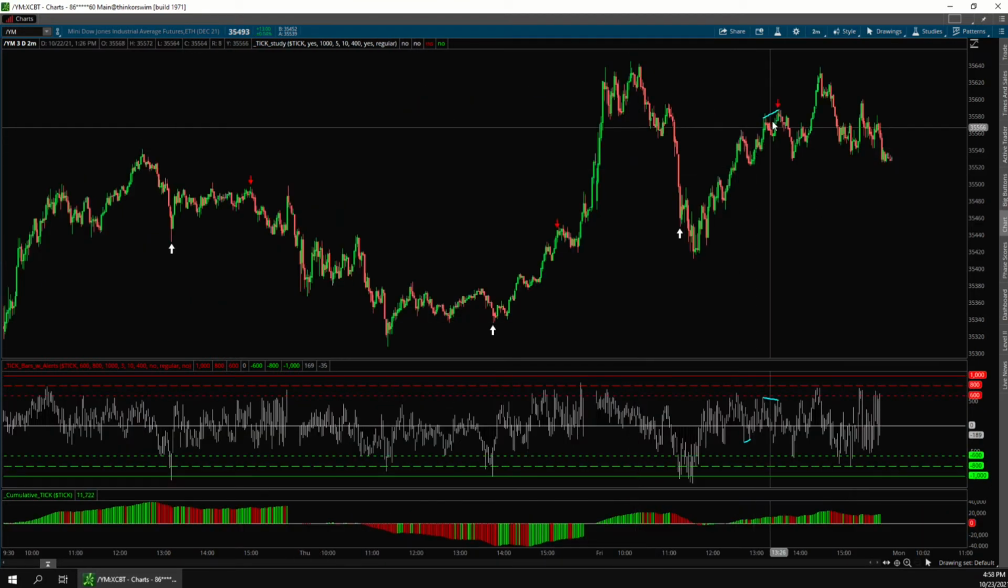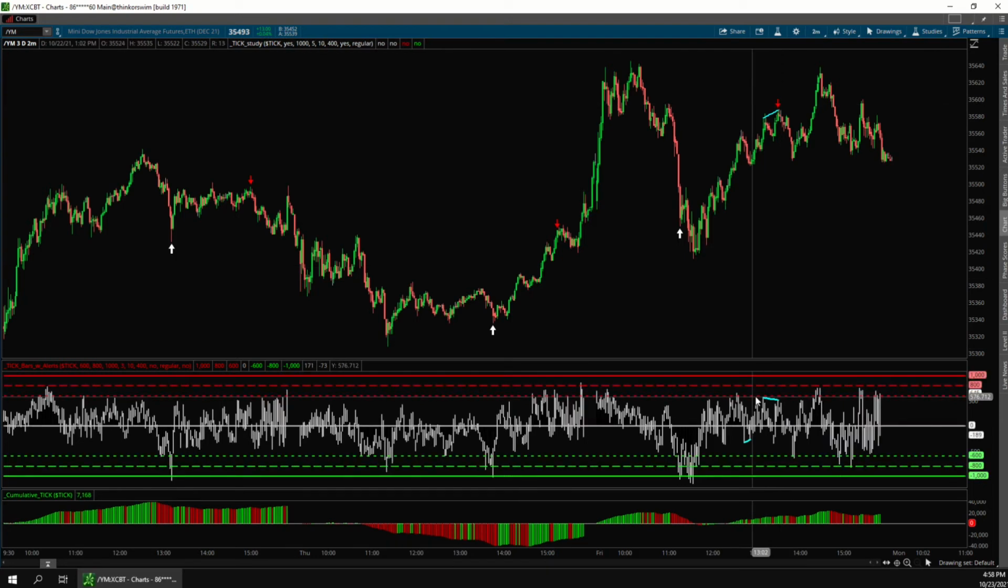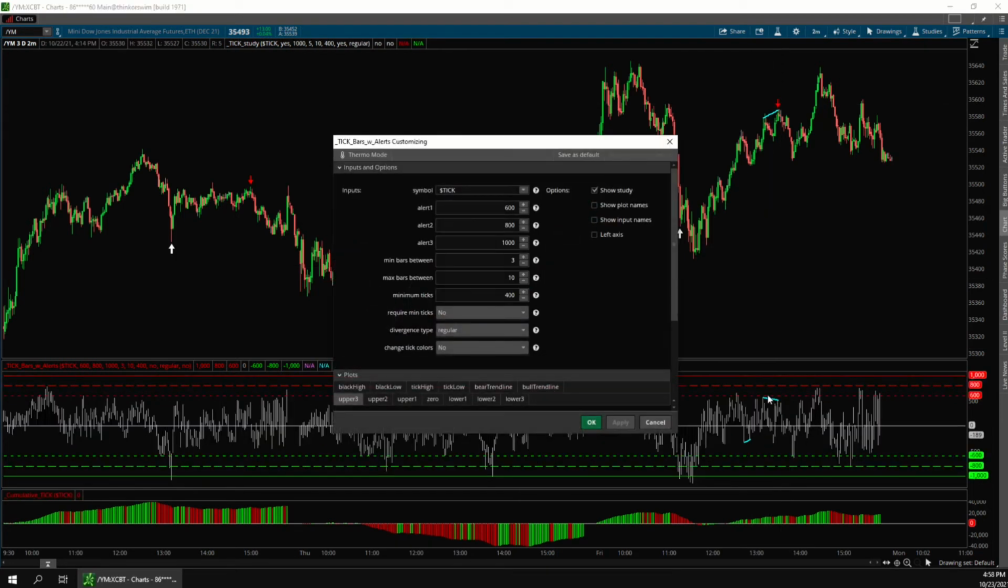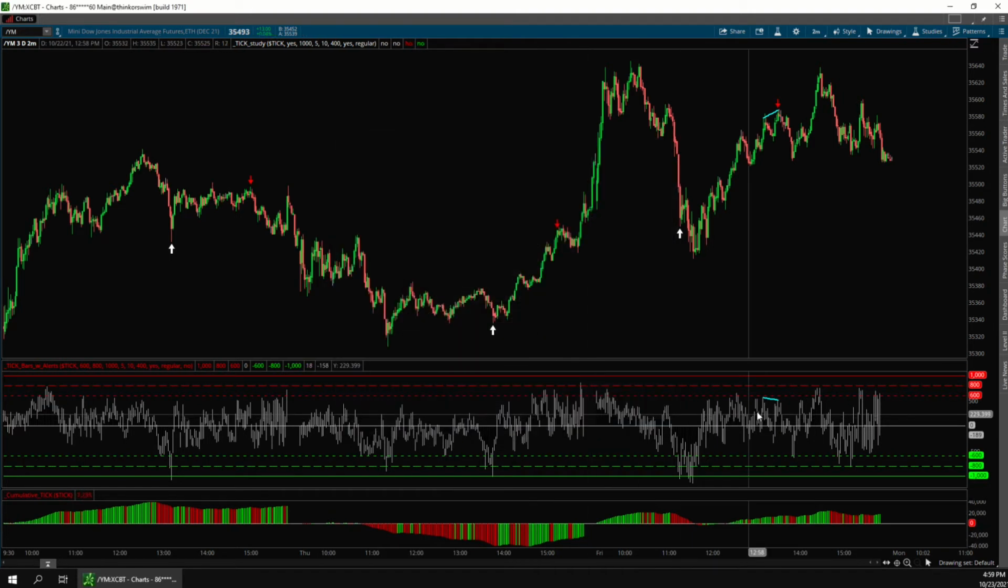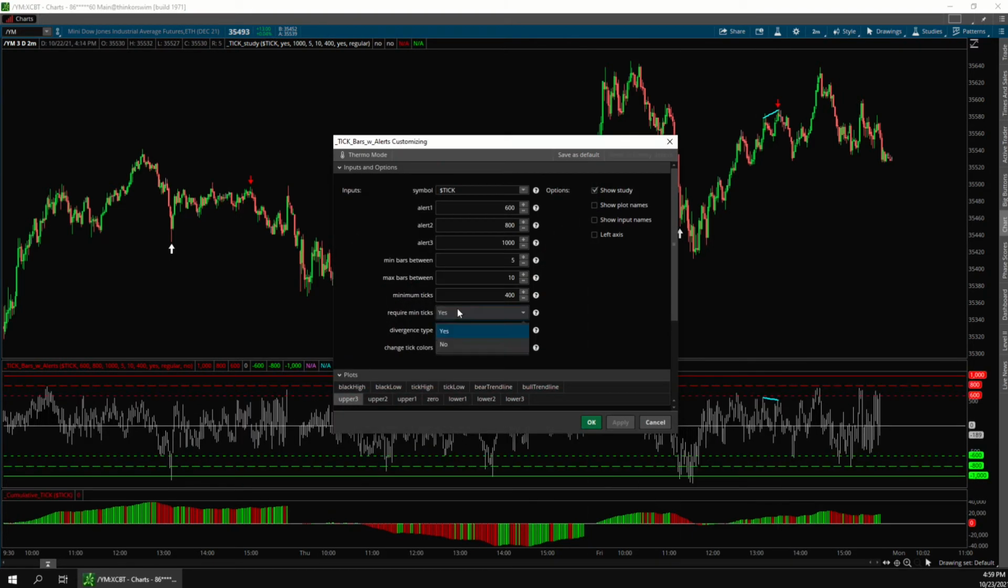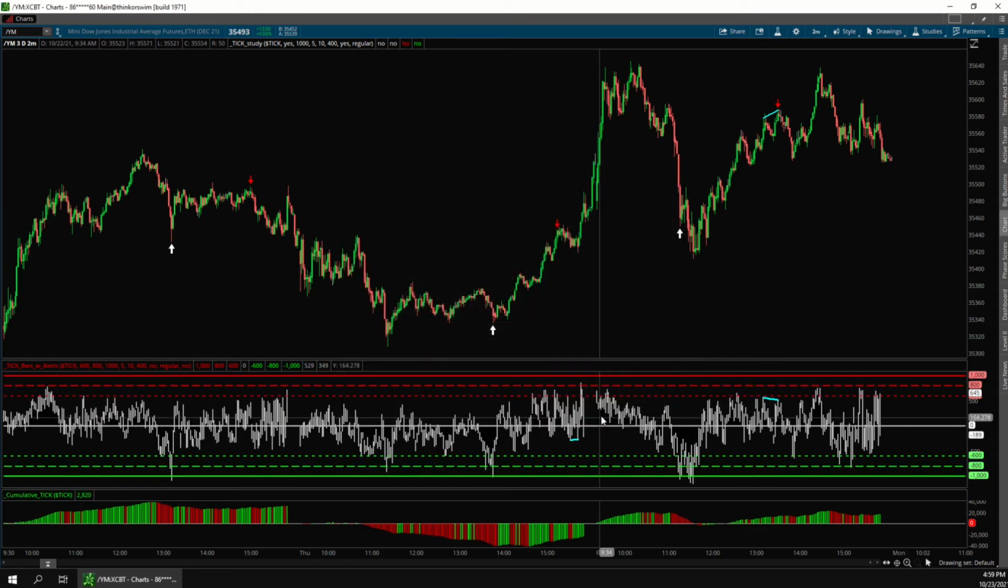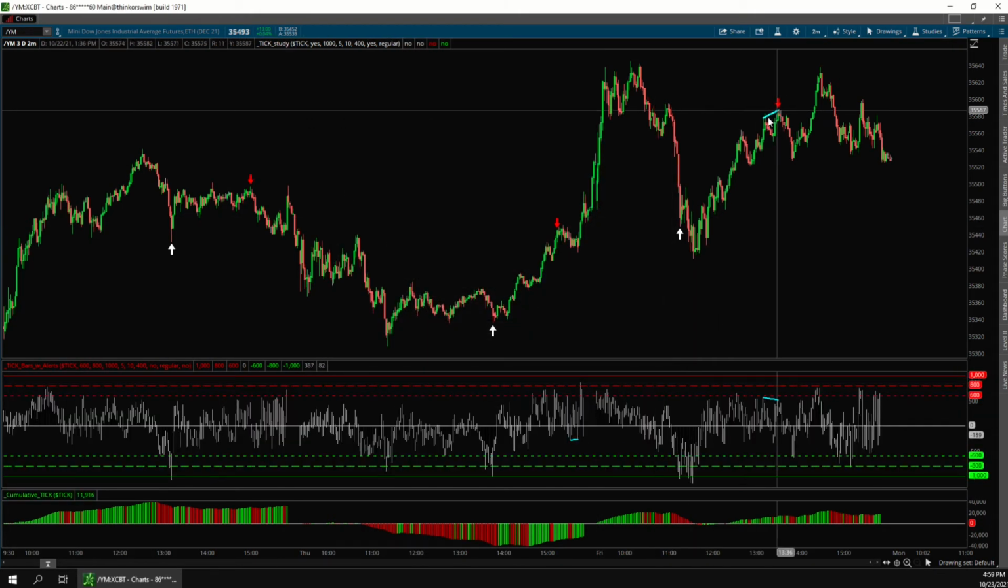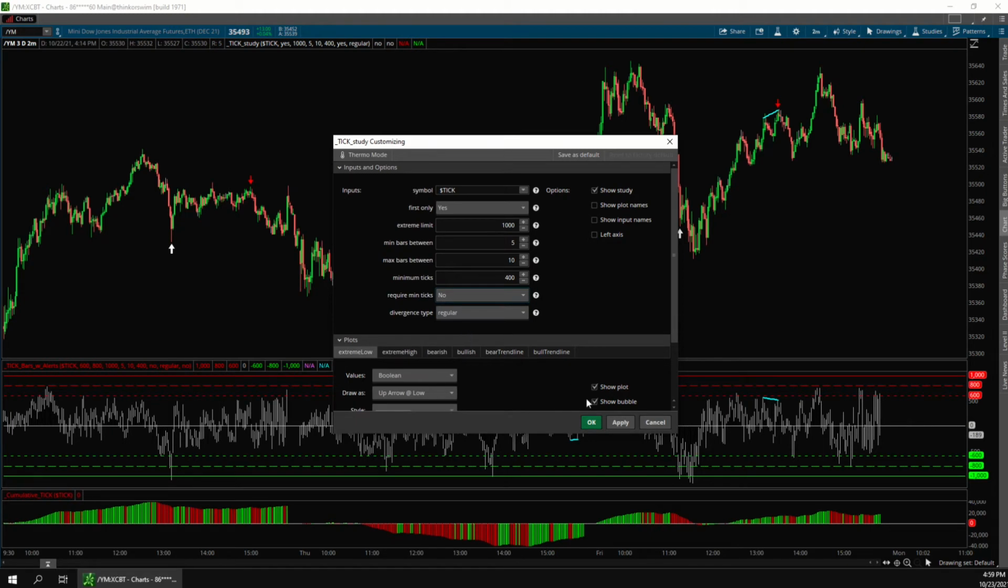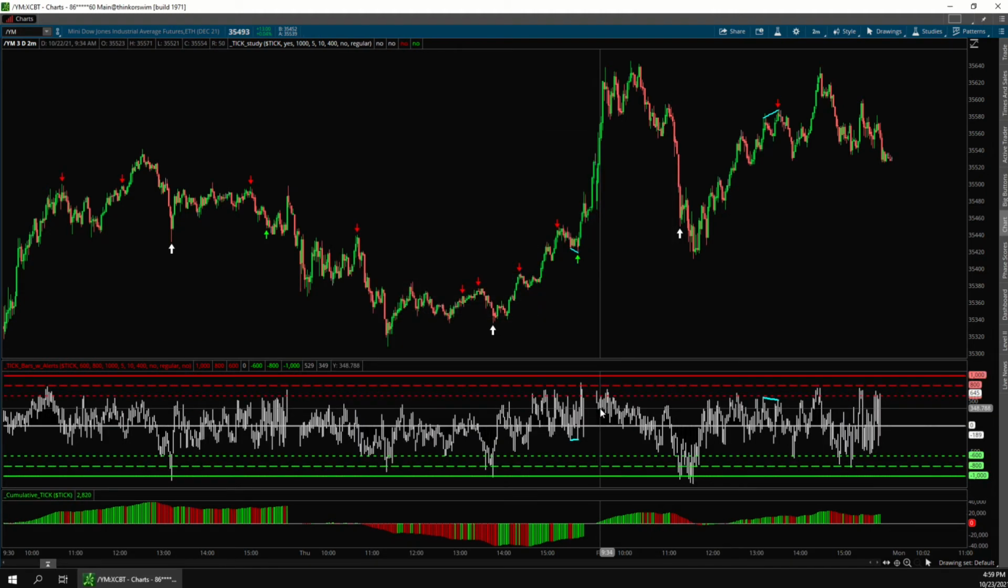And it's a good idea to change the settings on the lower indicator so that the trend lines for the divergences match the trend lines on the price chart. So if the required minimum ticks input is no, then the minimum ticks have no effect, and divergences can occur even if the ticks don't reach that threshold.